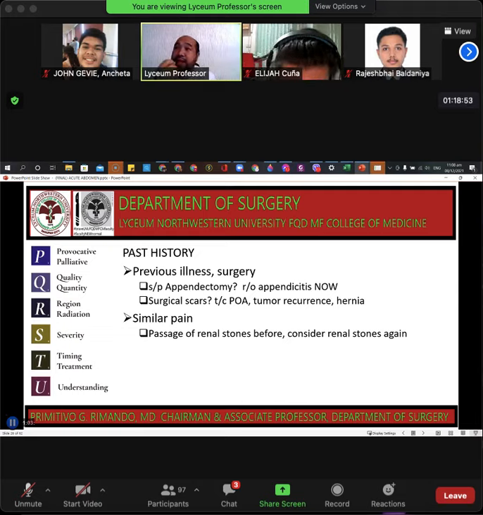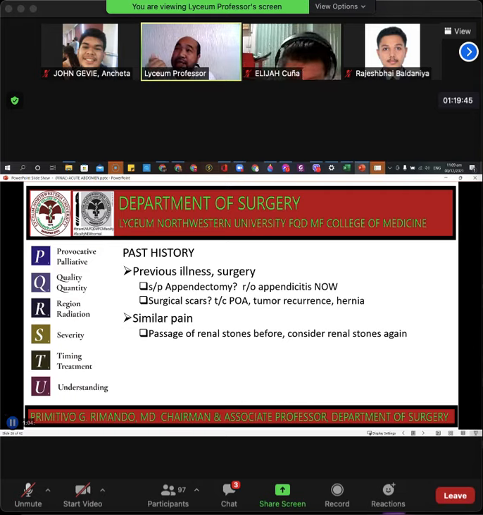Also ask, especially for chronic pains, is this pain similar to something you felt before? For example, they were already admitted before because of renal stones, and the doctor did not operate, just gave fluids, or probably even did lithotripsy. But doc, that was years ago, but I think the pain is similar now. So you can go with a diagnosis probably the same as the previous illness. Of course, some previous illnesses can recur, like renal stones.